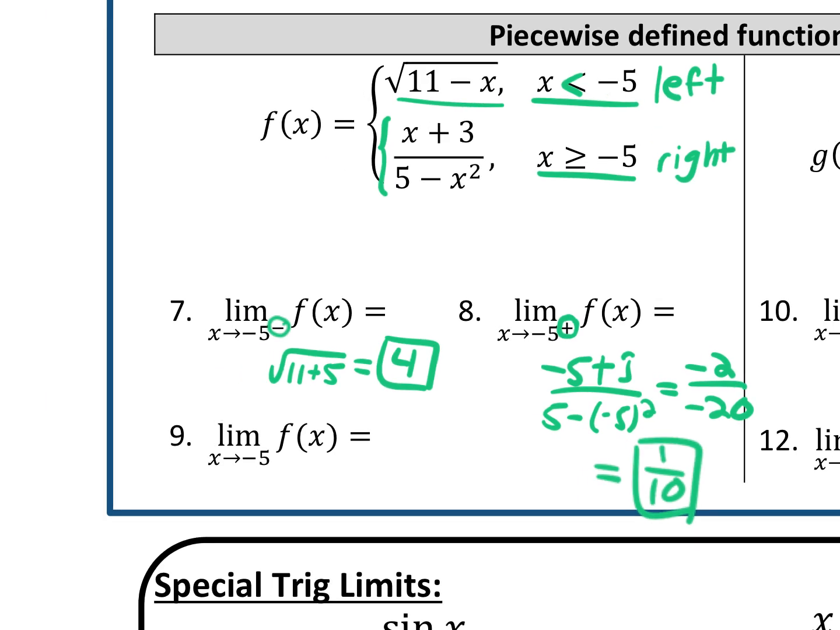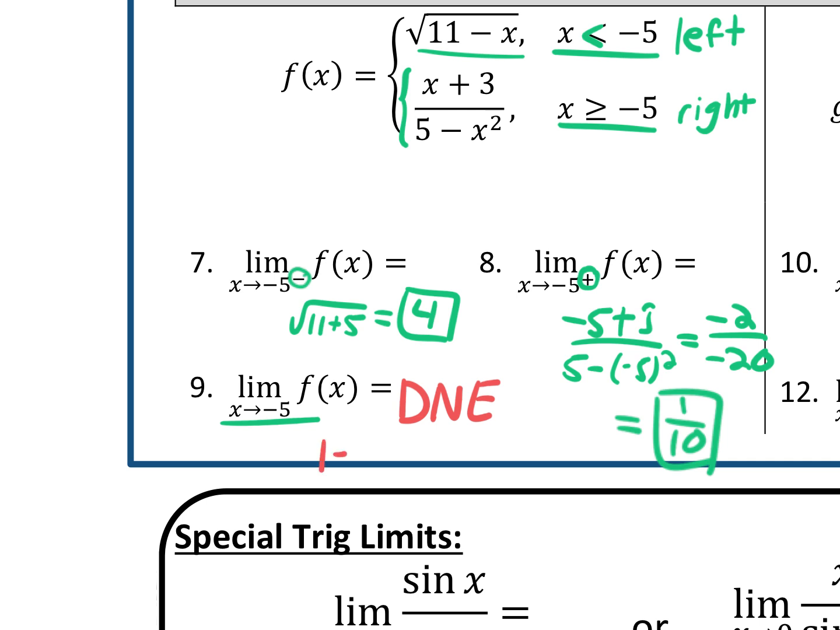Okay, good. So we have a left-hand limit and a right-hand limit. These both exist. But let's say I want to take the limit as x approaches negative 5. Does that exist? No, right? Why doesn't it exist? Good. The left and the right are not the same. So we can just say the left doesn't equal the right.